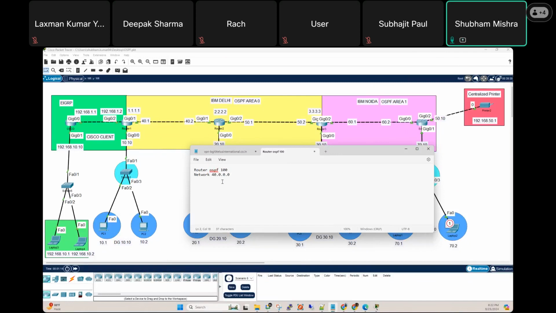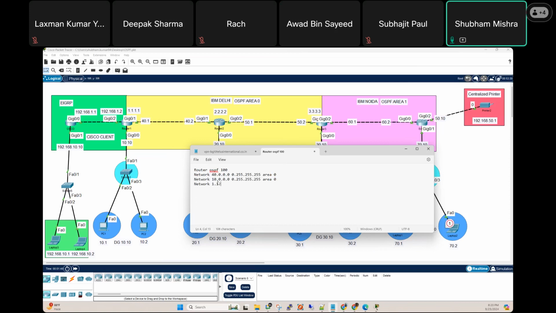40.0.0.0. The wildcard mask will be, guys, 0.255.255.255, and area will be 0. After that, network. Which network? 10 network, right? Now 10.0.0.0, 0.255.255.255, and area will be 0. Done.